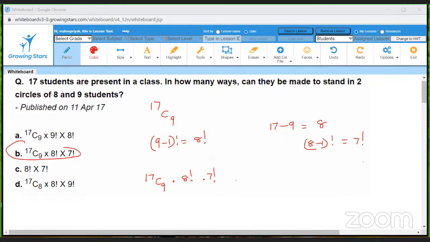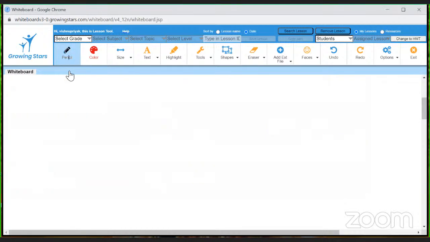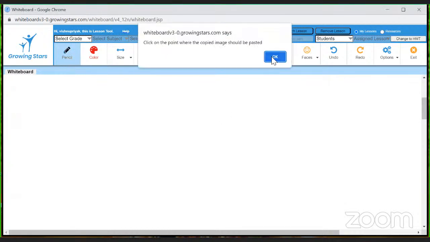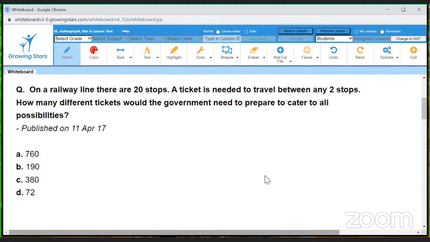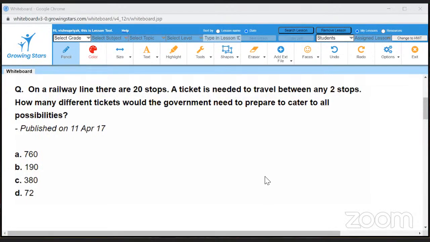Okay, let's go to the next question. Here is the next question. So as per this question, on a railway line, there are 20 stops. A ticket is needed to travel between any two stops. How many different tickets would the government need to prepare to cater all possibilities?